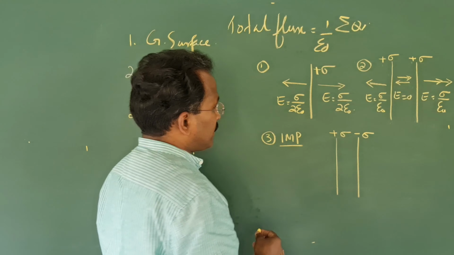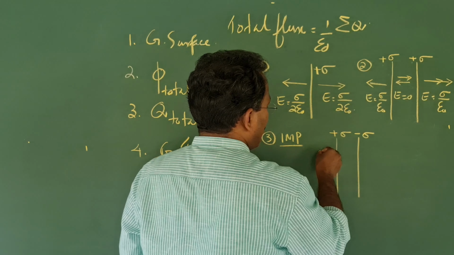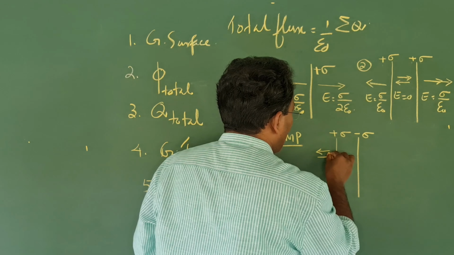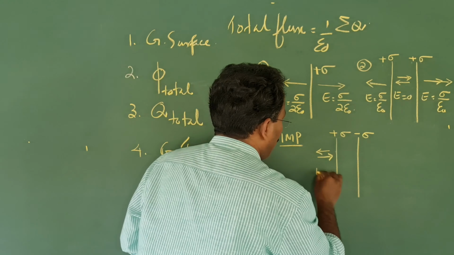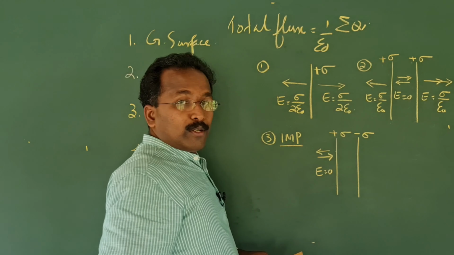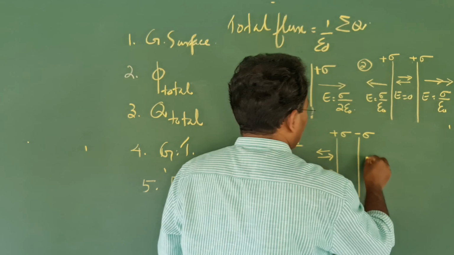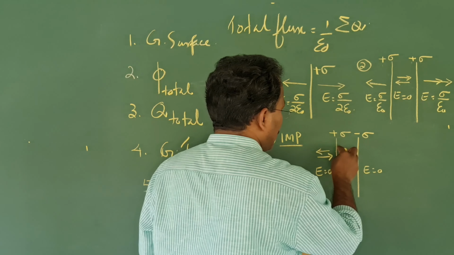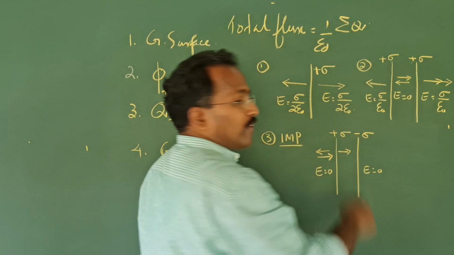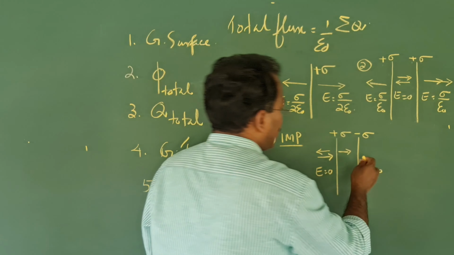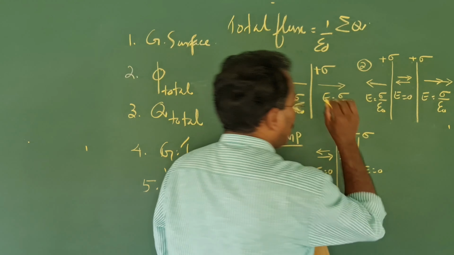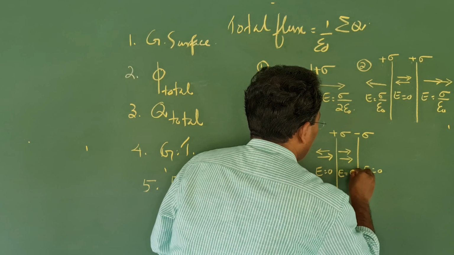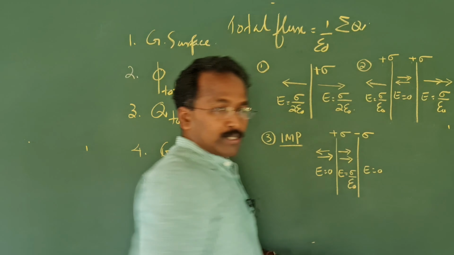Then what happens is, this sheet produces an electric field in this direction. The second sheet produces an electric field in that direction. So the electric field in the outer region will be 0, and here also the same, the electric field will be 0. Inside, this one produces sigma by epsilon 0 divided by 2 to that side, and this also produces the same amount. So the total electric field will be sigma by epsilon 0.